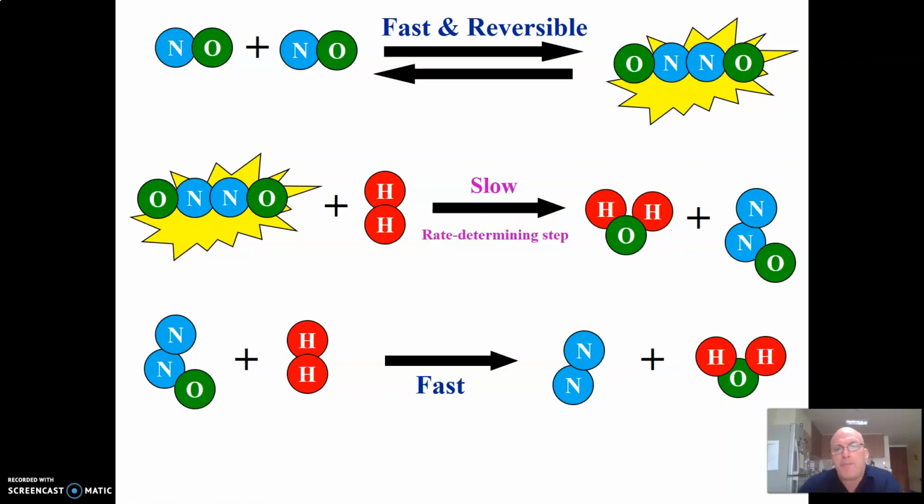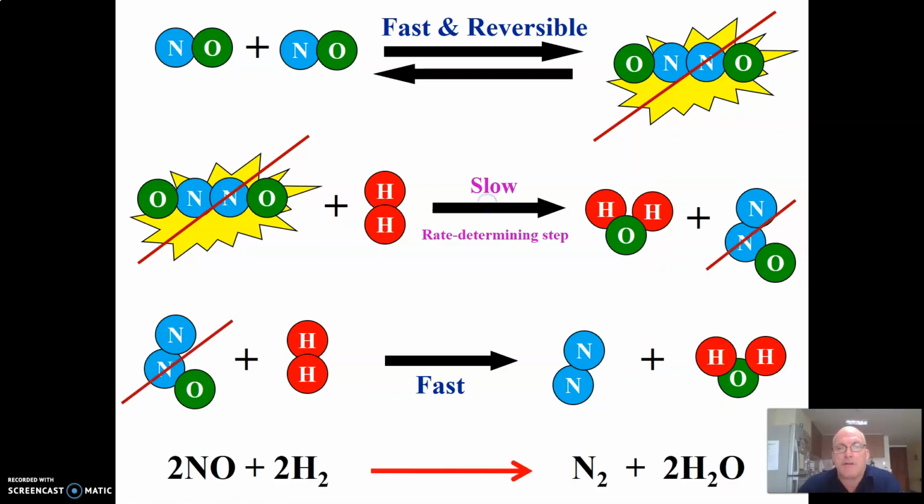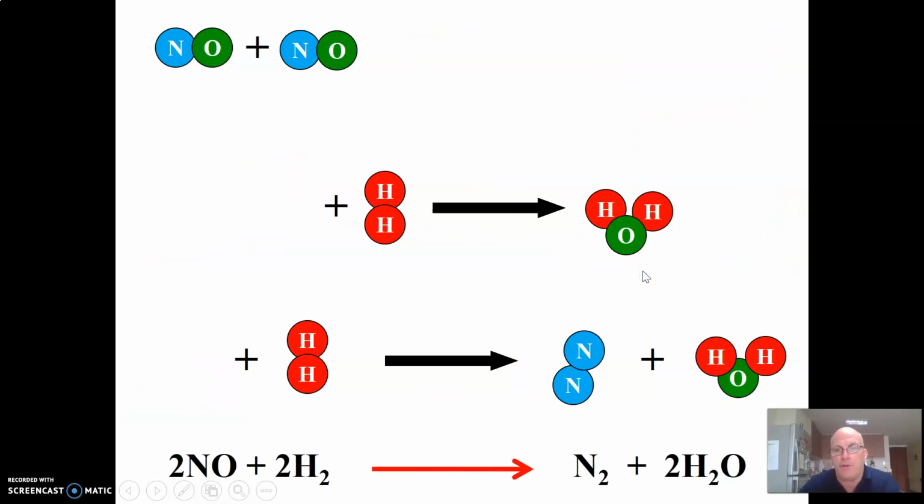But now you can see that if I was to cross out the intermediate there, and if I was to cross out that intermediate there, I end up with the overall equation: 2NO plus 2H2 gives N2 and 2H2O. And in fact, I'll delete them now, and there you go. You can see the final equation, the balanced equation, 2NO and 2H2 gives 2H2O and N2. Okay, so I've satisfied the stoichiometry.